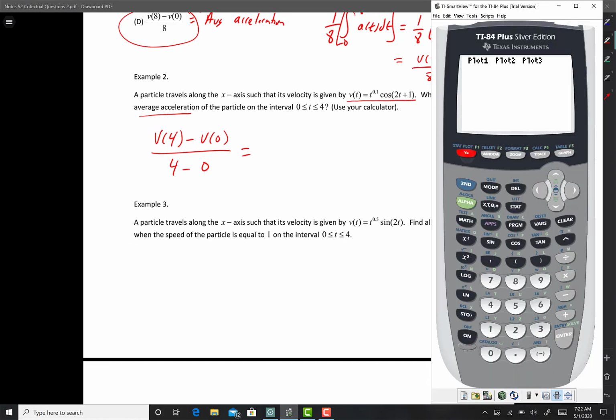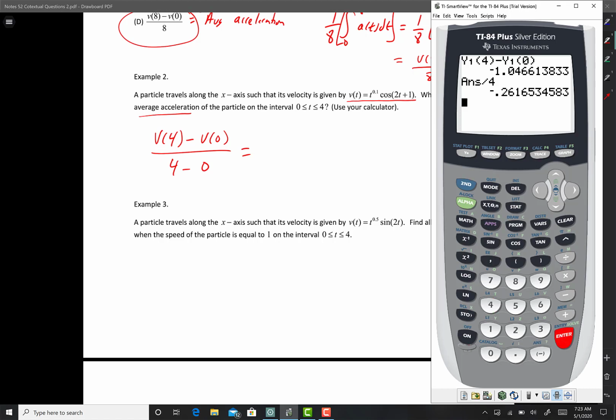So there it is. I'm going to go to y equals, and I'm just going to type x to the power 0.1, cosine of 2x plus 1. Close it. I'm going to go to my home screen, so second quit. And I'm going to do v of 4 minus v of 0 first. So I'm going to go alpha trace, enter, put a 4 in parentheses, minus alpha trace, enter, put a 0 in parentheses, enter. So there's my difference in velocity. And once I divide it by 4, you get your average acceleration.